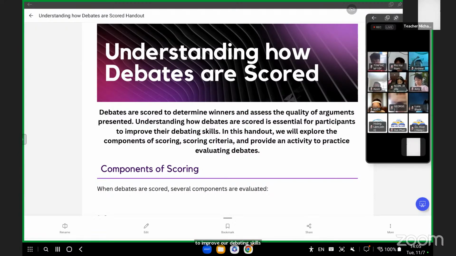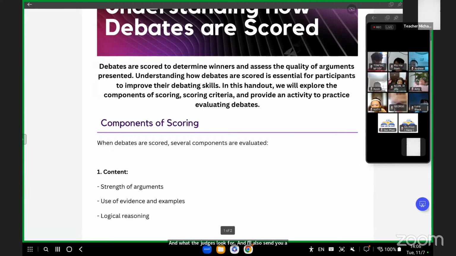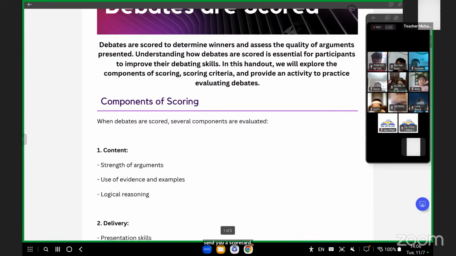So in this handout that I'm going to show you, we'll explore the different parts of scoring and what the judges look for. And I'll also send you some videos to watch after the lesson today. Your homework will be to actually have a go at scoring the debates, and I'm going to send you a scorecard to use.